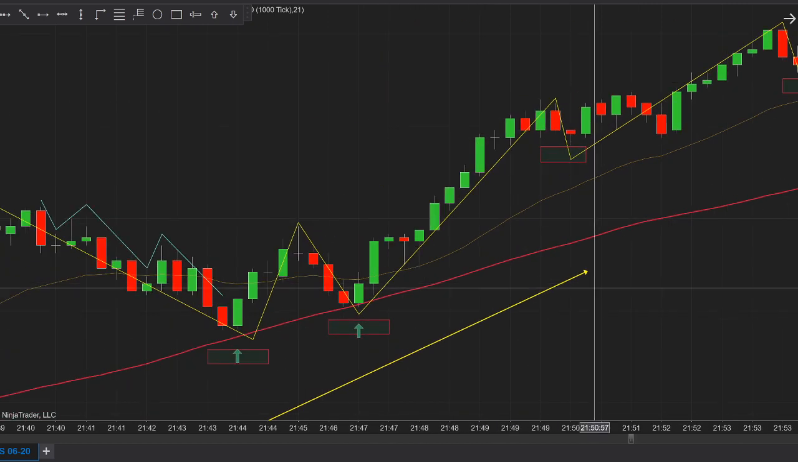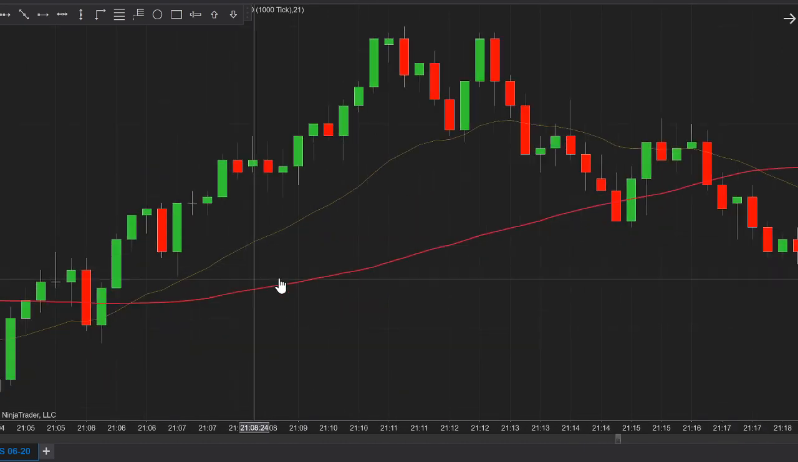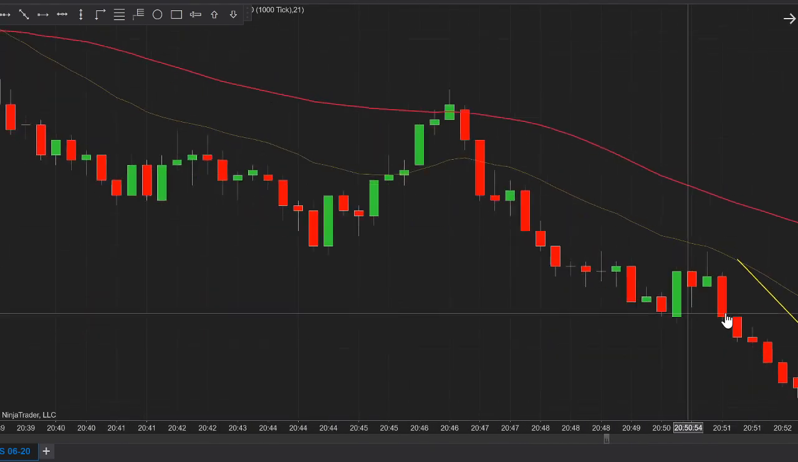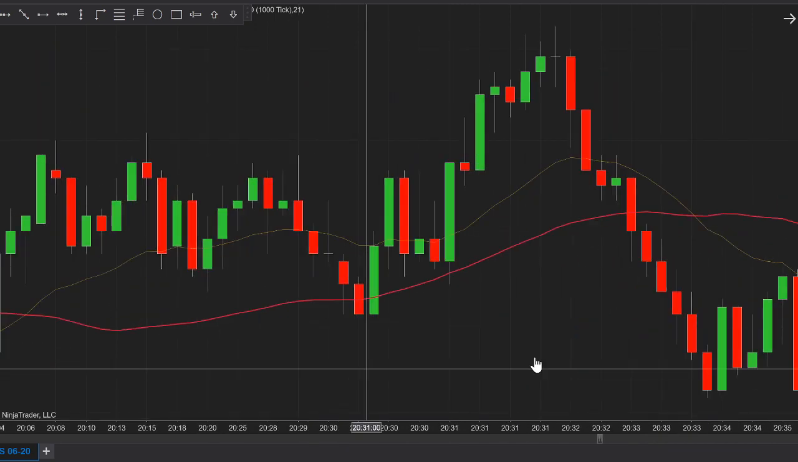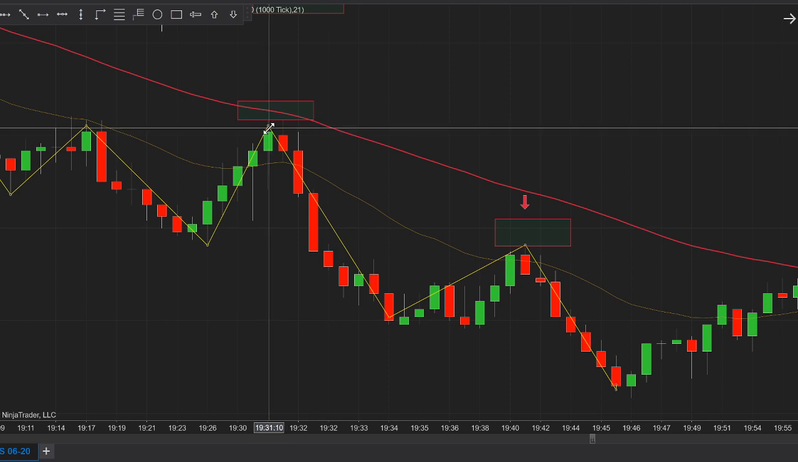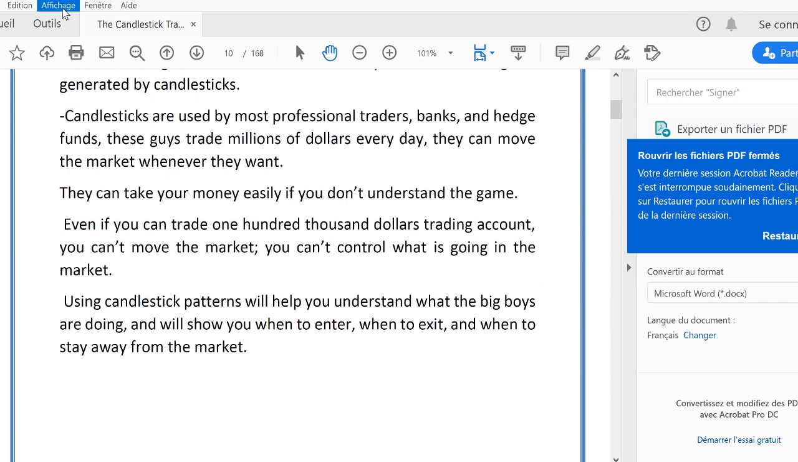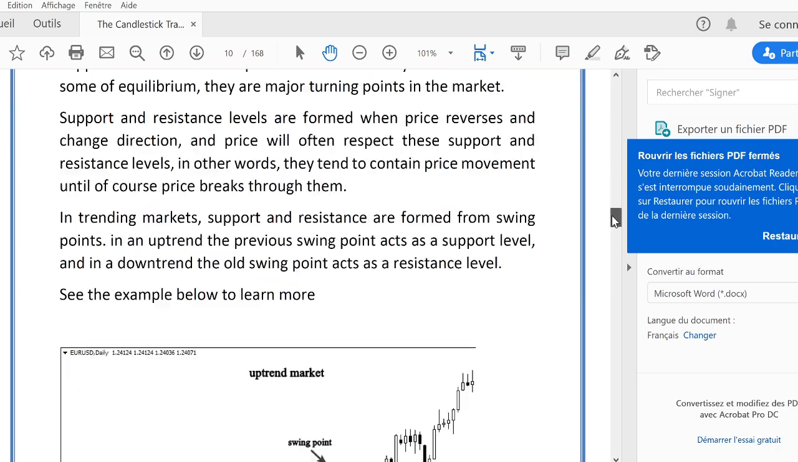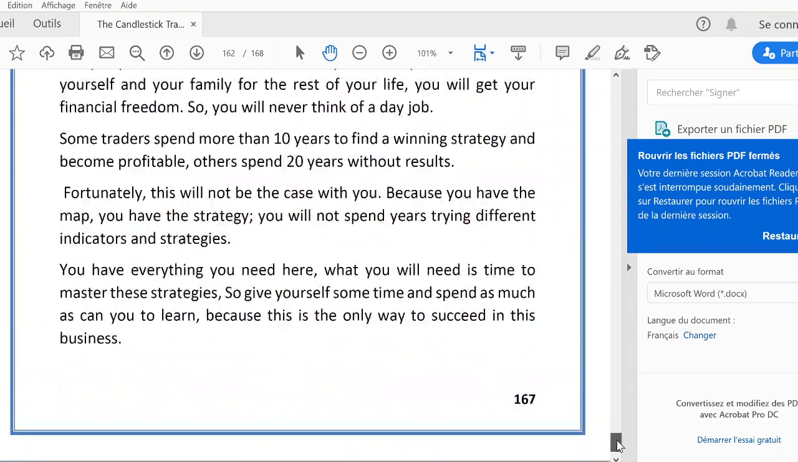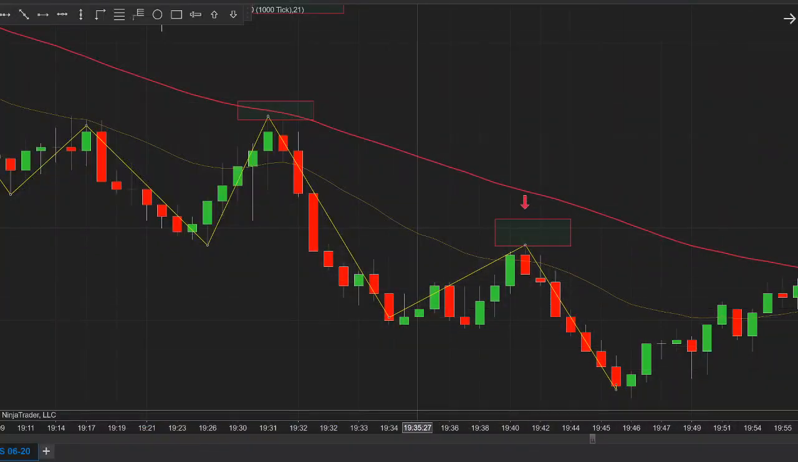Okay, so this wraps it up. I think that's mostly what you need to understand now. Again, if you really want to master candlesticks, which is, I think, a huge part of being a successful trader, I will attach the PDF of the Candlestick Trading Bible. And I guarantee that if you go through all of those examples, you will really become a very good trader. That's it for this lesson.